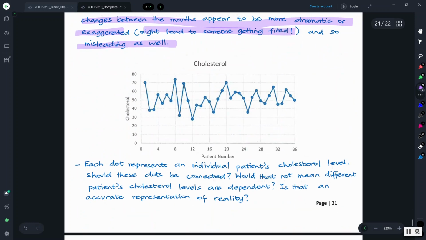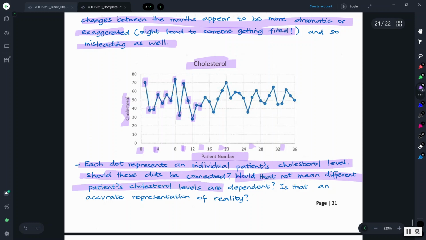Then again, look at another example. You have cholesterol levels for different patients. So you have different patients. What do you think is wrong with this? Each of these points represents the cholesterol level for a different patient. Since each dot represents an individual patient's cholesterol level, do you think these dots should be connected? Would that not mean that different patients' cholesterol levels are connected to one another? Is that an accurate representation of reality? The answer to that is definitely a resounding no.